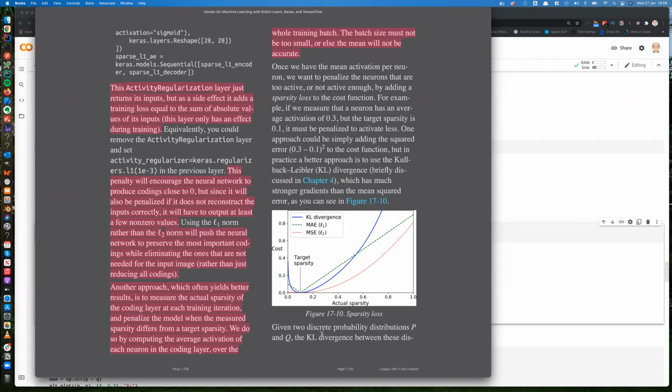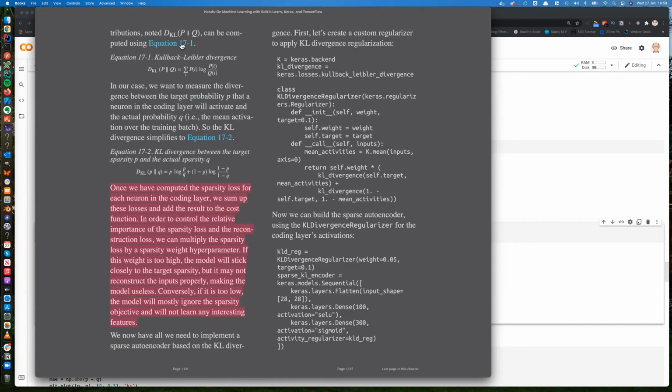So given two discrete probability distributions P and Q, the KL divergence between these distributions, noted D_KL(P||Q), can be computed using the sum over i of p_i log of p_i over q_i. Okay, I mean, it's an interesting formula. I've not really come across it before. I probably wasn't paying full attention when they covered this notion of the Kullback-Leibler earlier on in the book. And I think you probably understand this better than I do, but are there any other comments before we carry on to this bit that you want to mention?